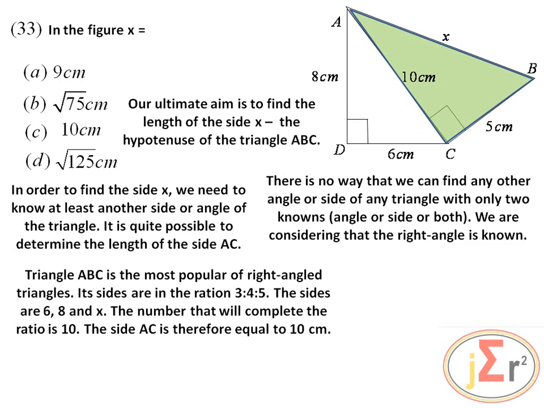We are saying that the most popular right angle triangle is the one in which all of the sides are in the ratio 3 to 4 to 5. And if we are considering that ratio, then we have side 6 and side 8. To complete the ratio 3, 4, 5, the other side has to be 10 centimeters, and we'll take a look at that on the next slide.